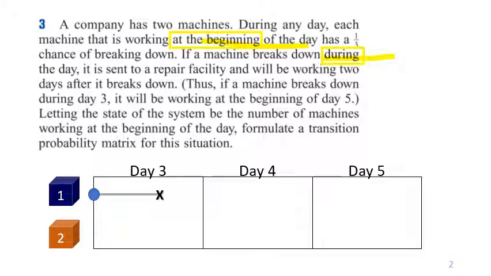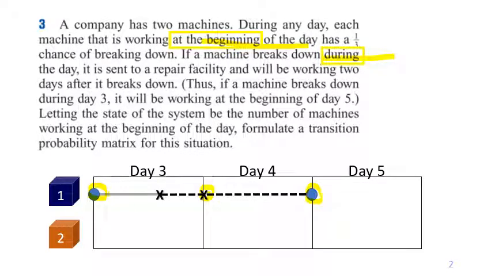And then if a machine breaks down, it will be sent to be repaired, and then it will be working again 2 days since it breaks down. So if it breaks down during day 3, it means that the machine will be fine again at the beginning of day 5. This means that at the beginning of day 4, the status of the machine is broken down. So for machine 1, at the beginning of day 3 it is okay, at the beginning of day 4 it is broken down, and at the beginning of day 5 it is okay again.